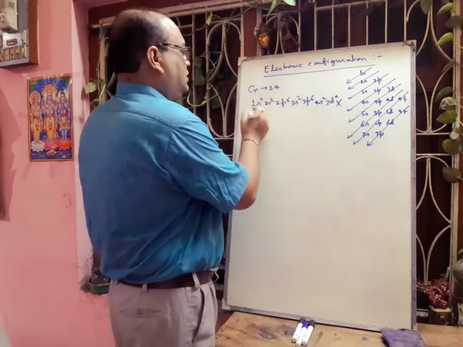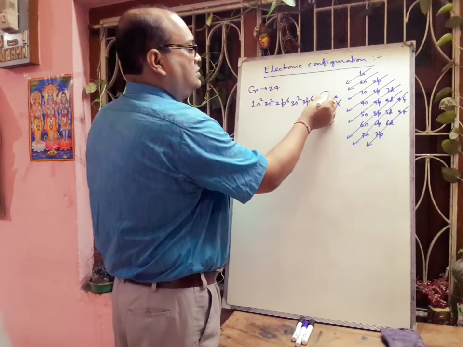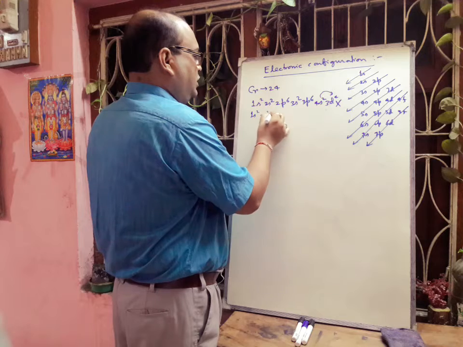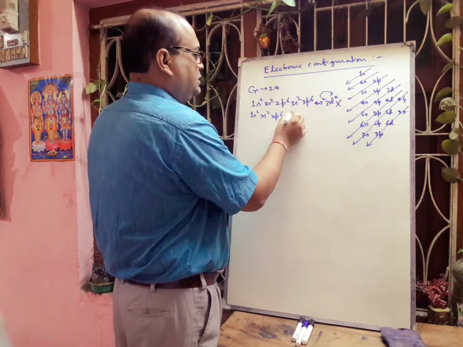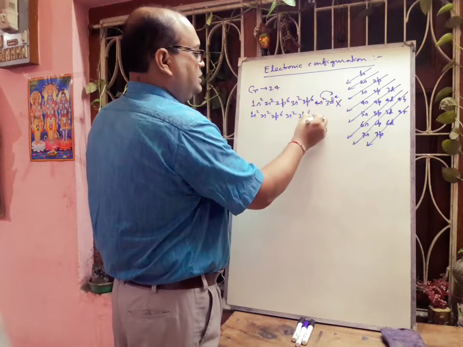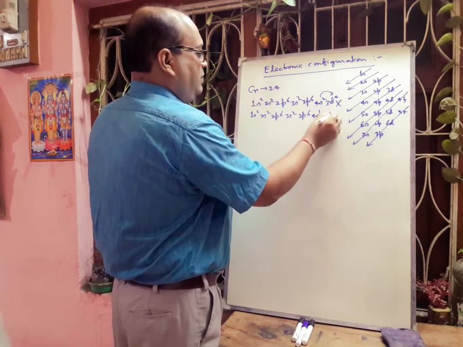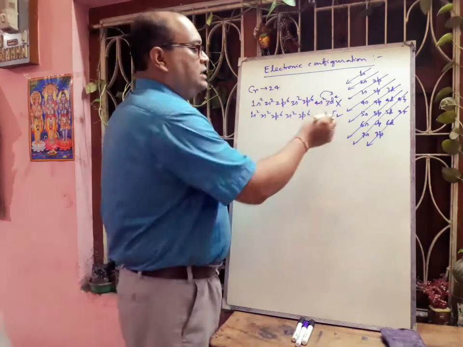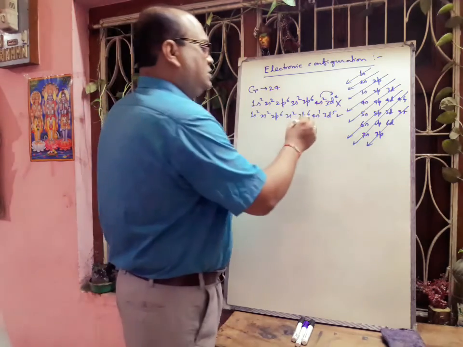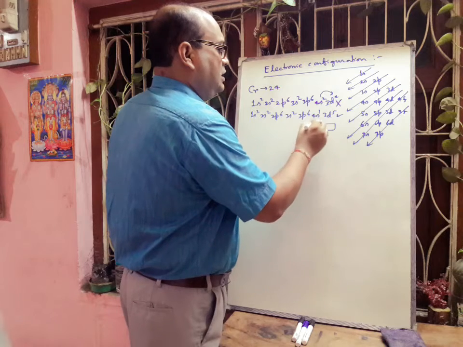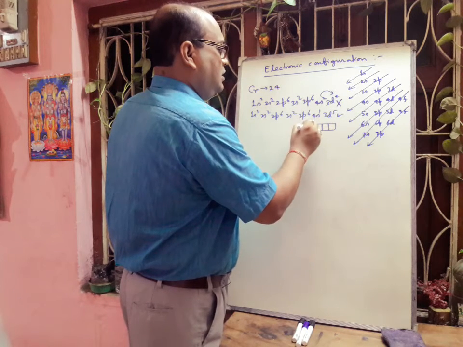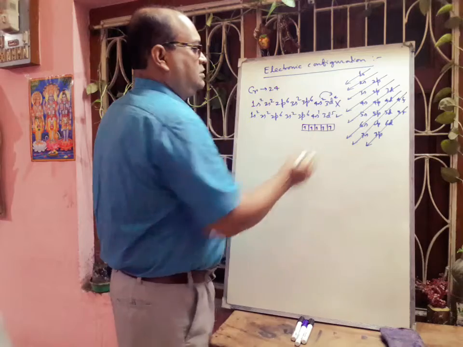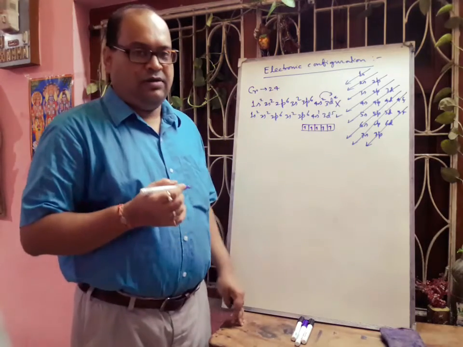What will happen? One electron from s will go to the d orbital. That is 1s2, 2s2, 2p6, 3s2, 3p6, 4s1, 3d5. That will be the correct electronic configuration of chromium, because here the 5 electrons in the d orbital remain unpaired. So this is half filled orbital condition.